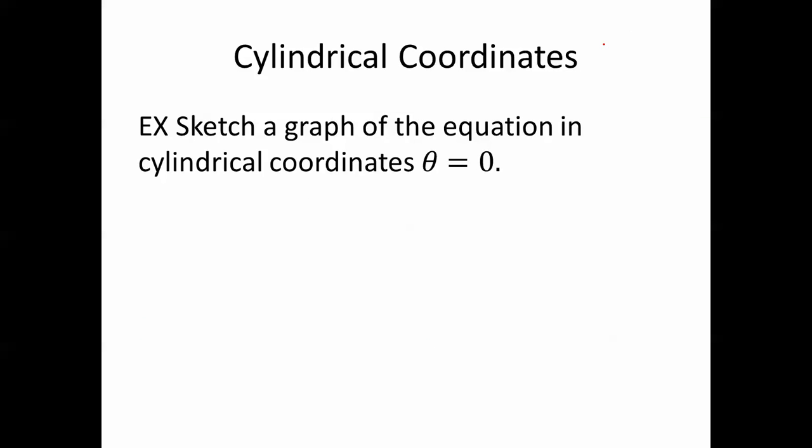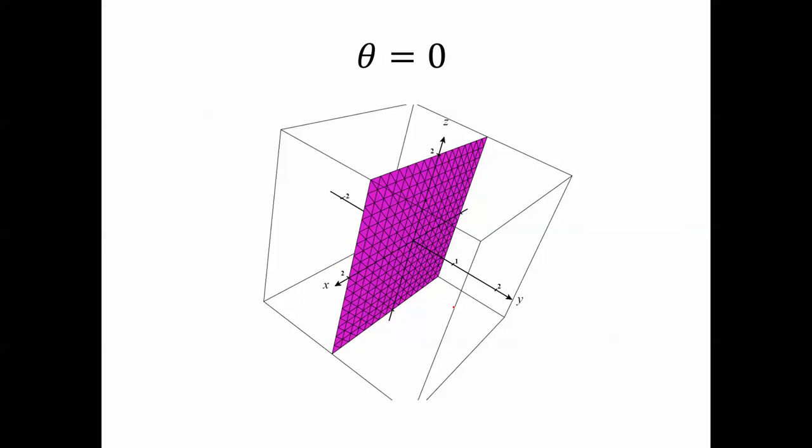Sketch a graph of the equation in cylindrical coordinates theta equals 0. When we graph this in 2D, this is what theta equals 0 looks like. That's for positive r, that's for negative r. So I think we're just going to end up with a plane. That's indeed what we get from CalcPlot 3D. We just get a plane. It basically includes the x-axis and extends vertically up and down forever.